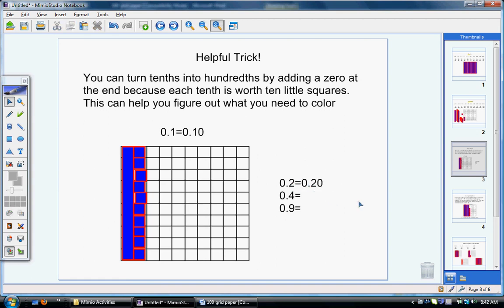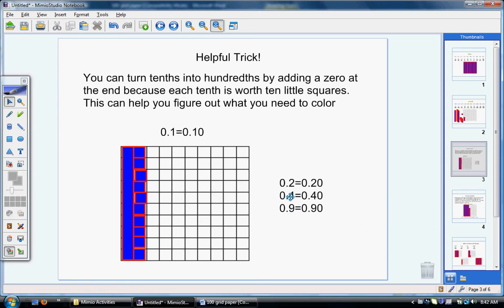If you said 20 hundredths, you'd be correct. What's 4/10 worth? If you said 40 hundredths, you'd be absolutely right. What about 9/10? What's 9/10 worth? If you said 90 hundredths, you would be correct.